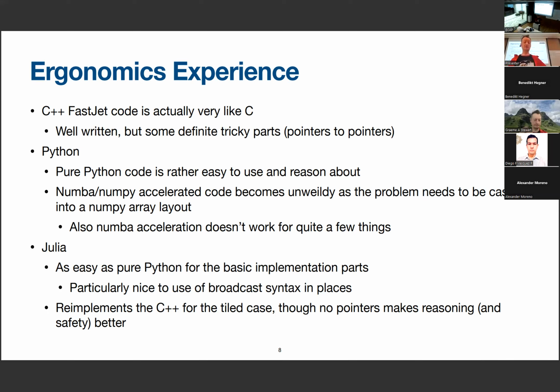The experience of Julia was pretty pleasant. It was as easy as pure Python for the basic implementation parts. It was particularly nice to be able to use the broadcast syntax for calculating initial values of things. It's compact, easy to understand. In the C++ case, it is essentially using the same kind of implementation as C++, so the code has some look and feel which is the same, but it doesn't have pointers, so it does make reasoning and safety about the code that bit better. So nice. Okay, it was a good experience that we had there.